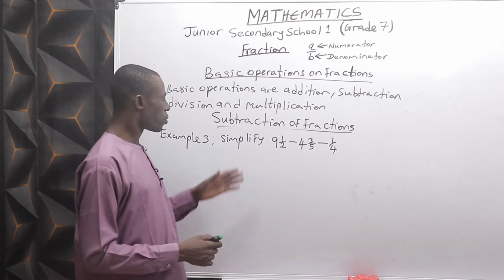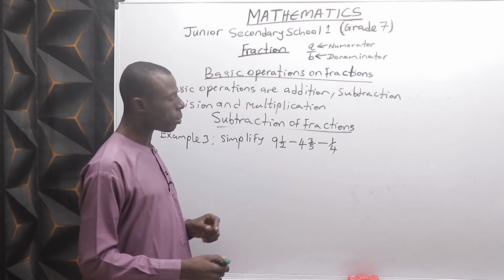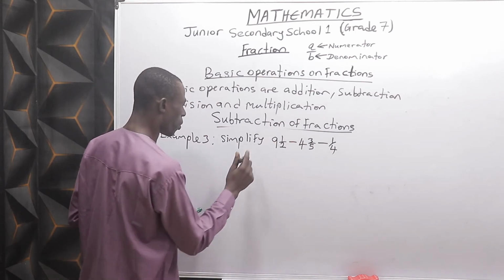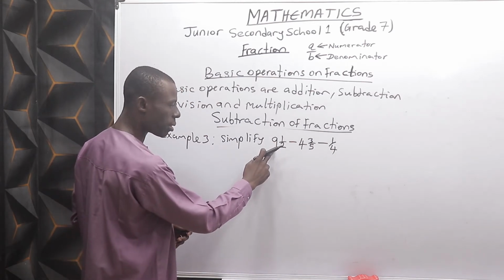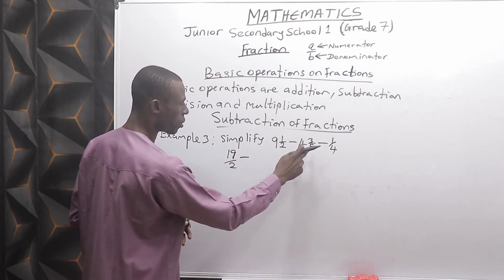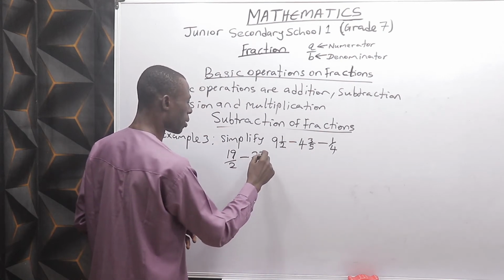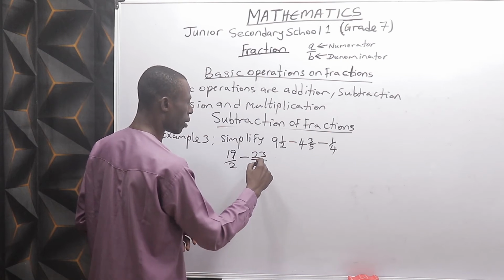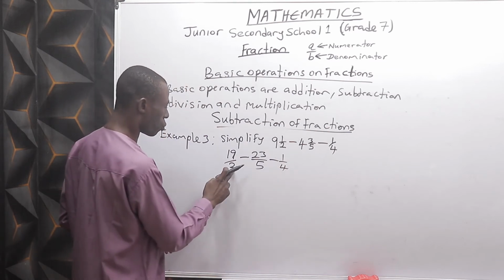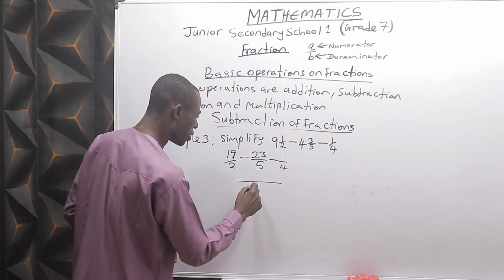Example 3. Simplify 9 whole number 1 over 2 minus 4 whole number 3 over 5 minus 1 over 4. Convert this to improper fraction. 2 times 9 is 18. 18 plus 1, that's 19 over 2 minus 5 times 4, that's 20. 20 plus 3, 23 over 5 minus 1 over 4. The LCM of 2, 5, and 4 is 20.